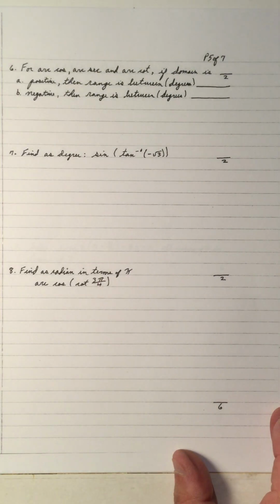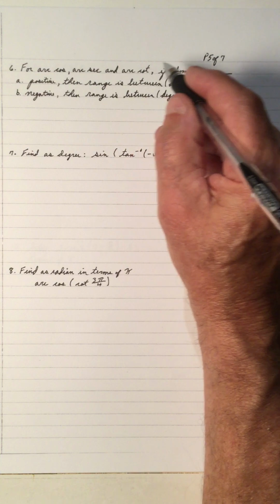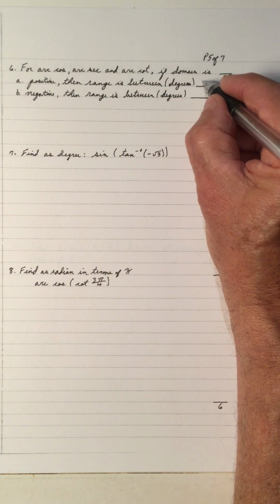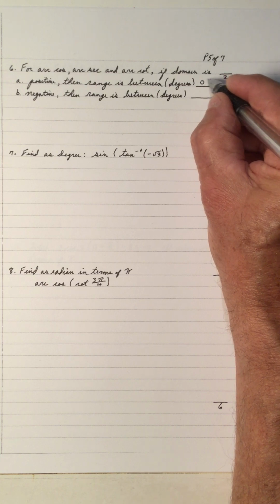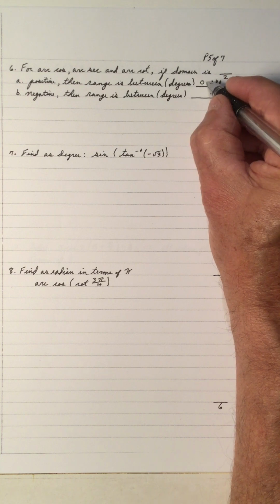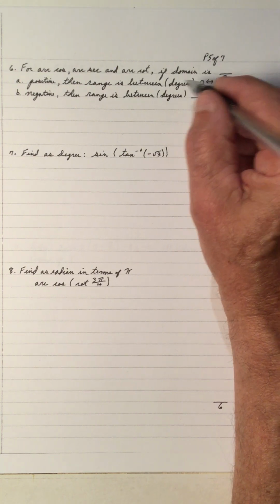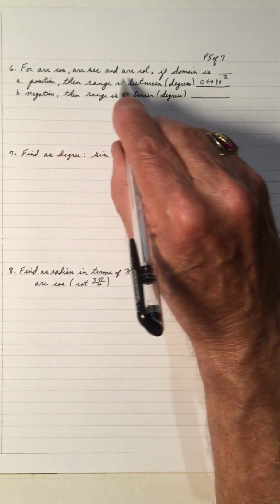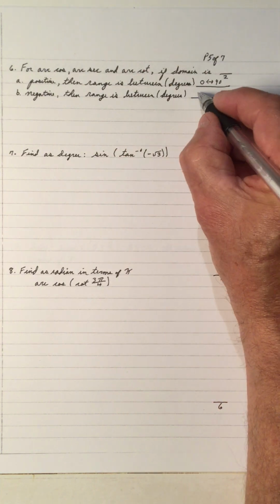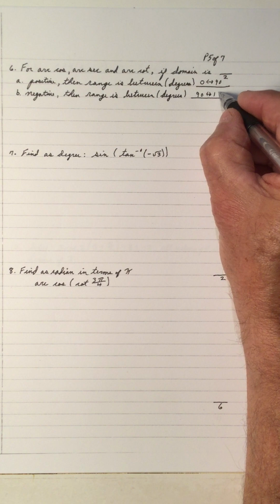Okay, let's continue. For arc cos, arc secant, and arc cot, if the domain is positive, then the range is from 0 to 90 degrees, in between. So if the number is positive, then for each of these inverses, it's from 0 to 90. And if it's negative, it goes from 90 to 180.